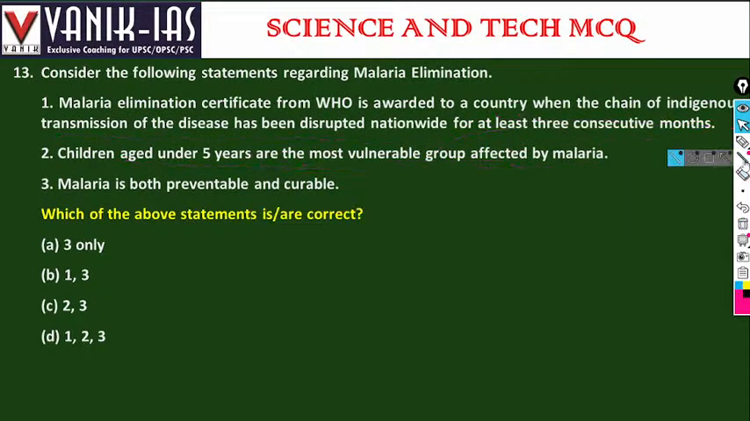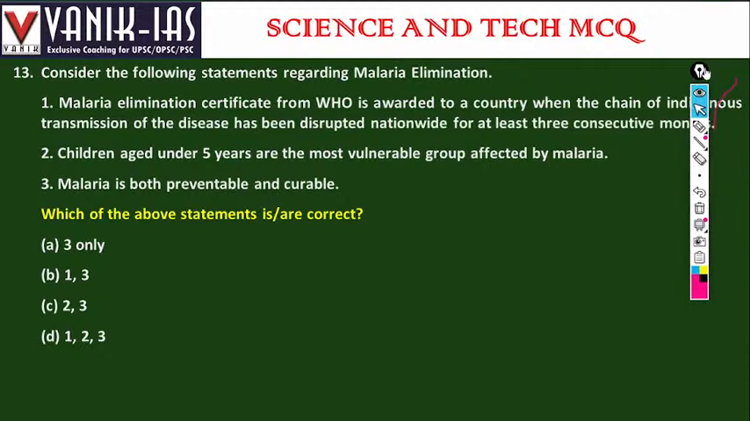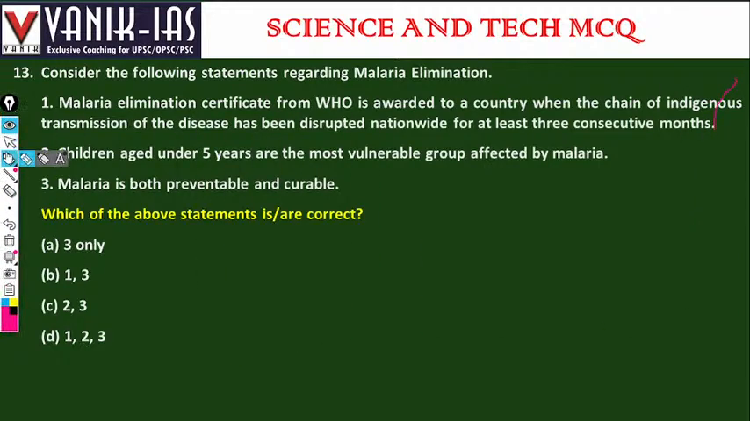Consider the following statements regarding malaria elimination. Malaria elimination certificate from WHO is awarded to a country when the chain of transmission of the disease has been interrupted nationwide for at least 3 consecutive months. This is wrong. It's not 3 consecutive months, it's 3 consecutive years, right? In the case of malaria, it is 3 consecutive years, not months.